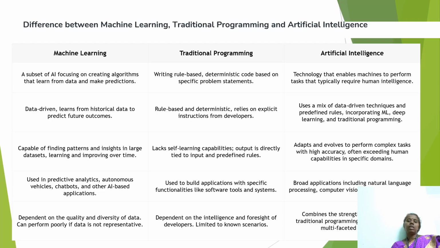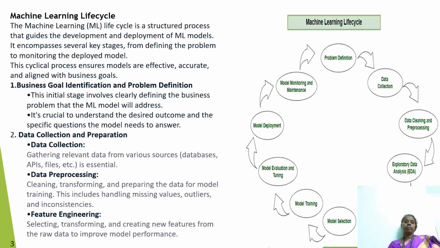Then we are going to see artificial intelligence. What is artificial intelligence? We already discussed it in previous slides, so once again, remember these same points. It is a technology that enables machines to perform tasks that typically require human intelligence. It uses a mix of data-driven techniques and predefined rules, incorporating machine learning, deep learning, and traditional programming. It can adapt and evolve to perform complex tasks with high accuracy, often exceeding humans.